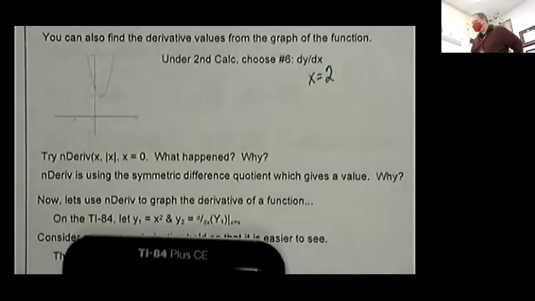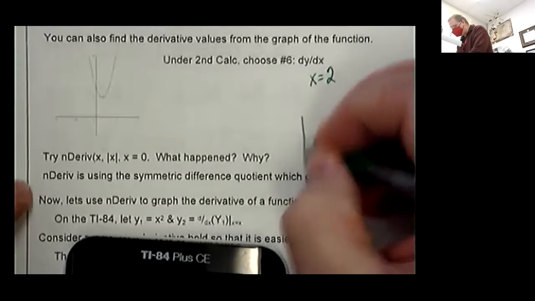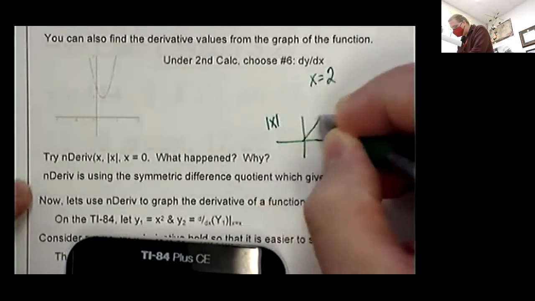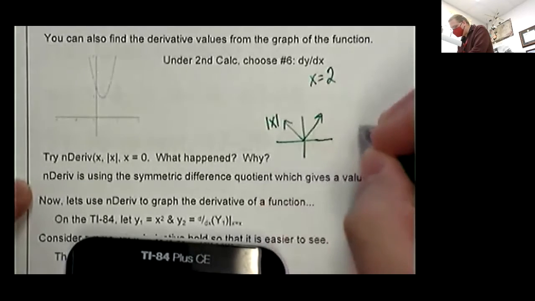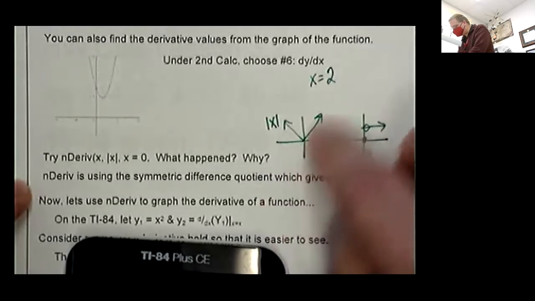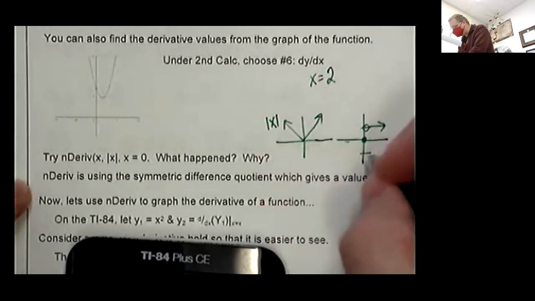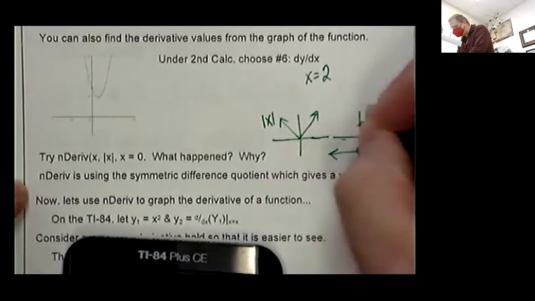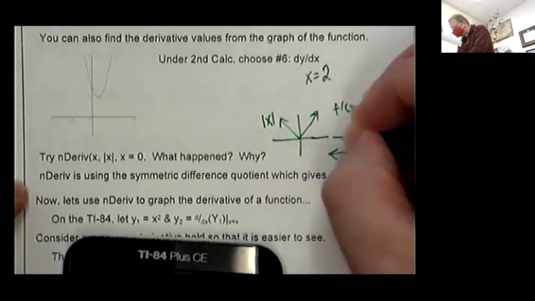Now let's look at some other things. We've talked about, again, the absolute value function. All right, it looks like this. We talked about its first derivative. That looks like this, because to the right of 0, its slope is 1. To the left, the slope is -1. So here's our slope graph.